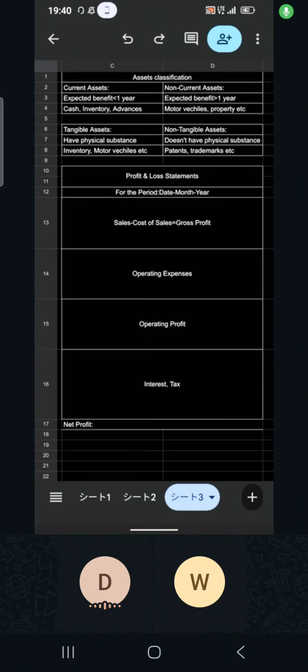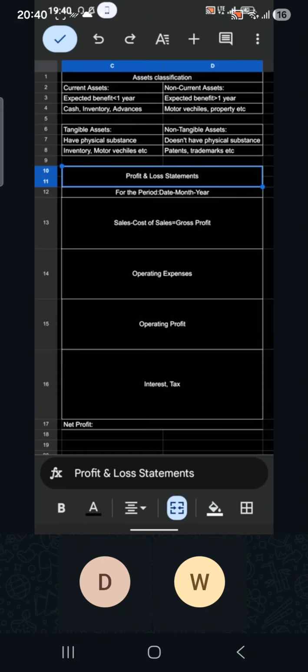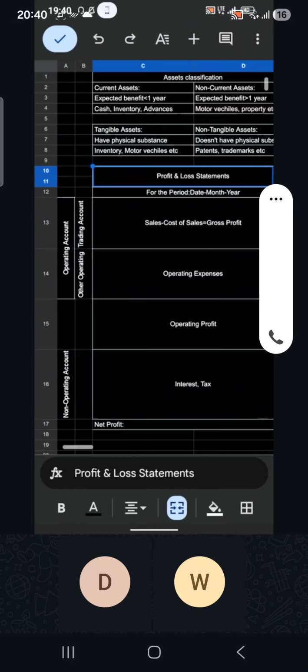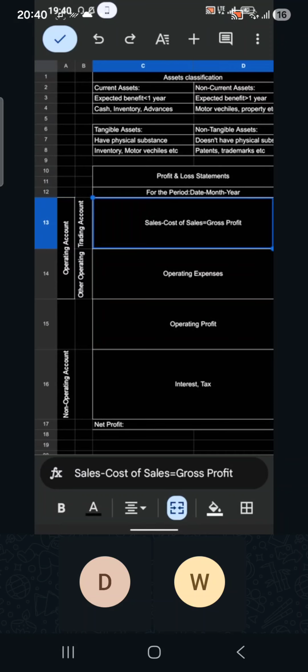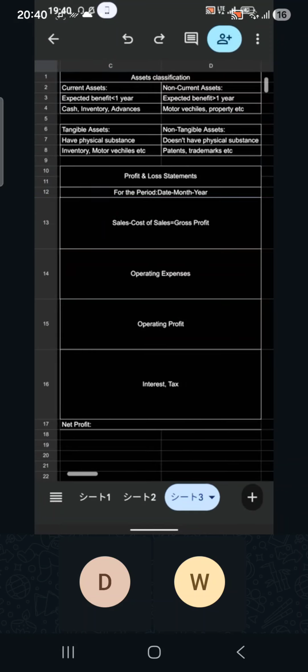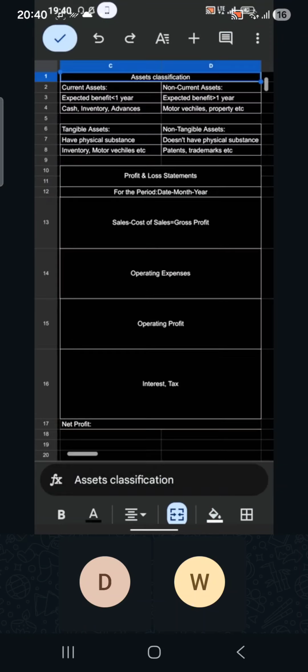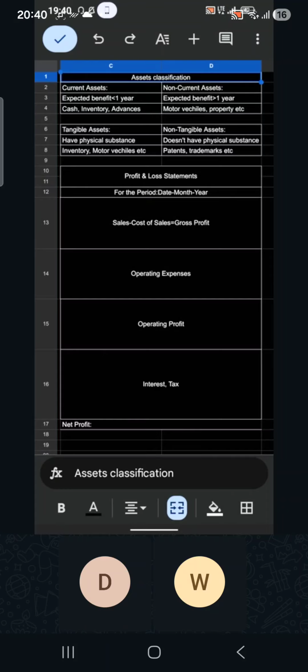Okay. Today we'll try to learn about profit and loss statements, the official kind, not the kind that I hastily explained in the previous videos. But first, we need to learn asset classifications. We got current assets and non-current assets.